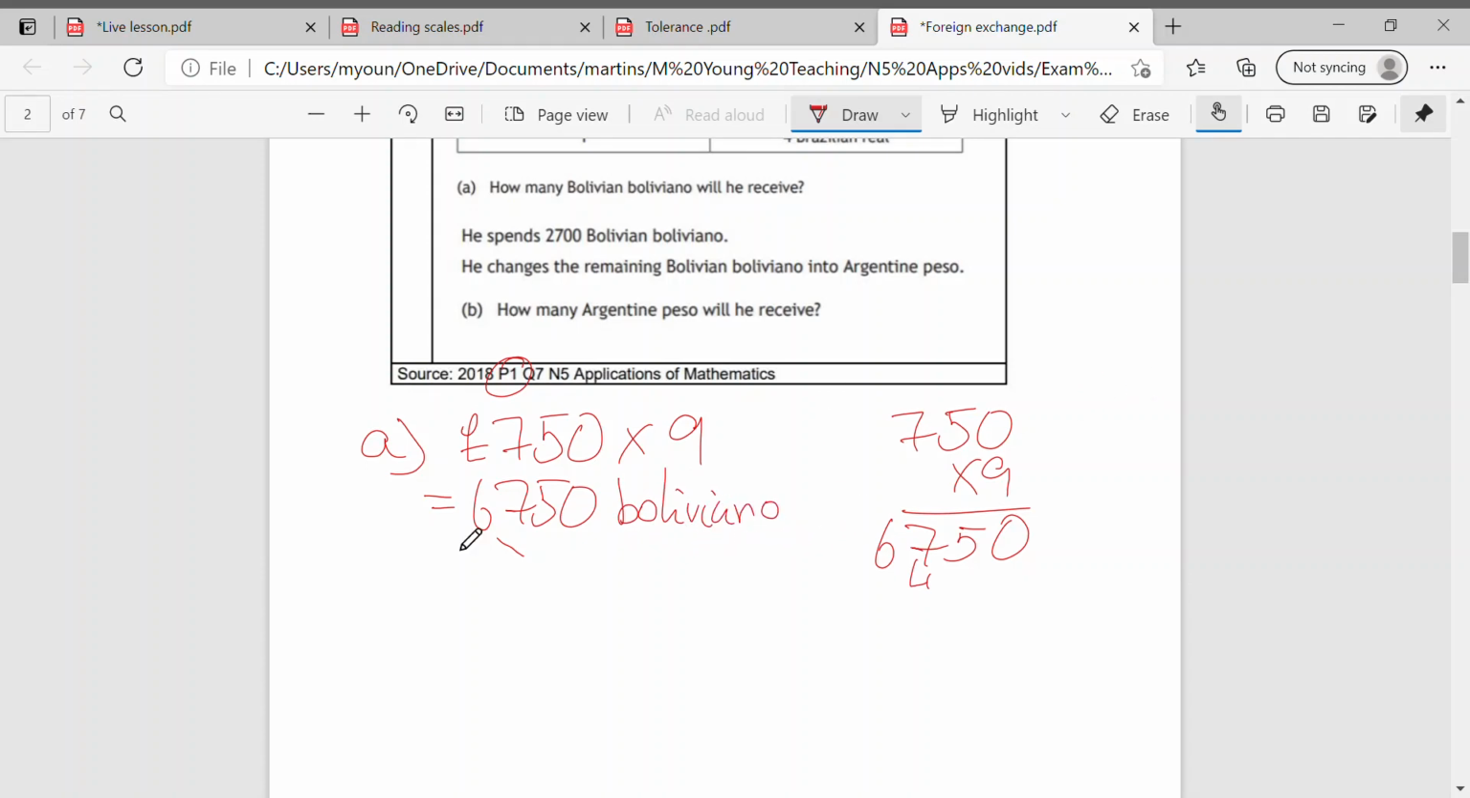Okay, part B. He spends 2,700 of that Boliviano. He changes the remaining into Argentine peso. How many peso will he receive? So first of all, we need to work out how much remaining he's got after he spends 2,700. So we're just going to take that off. Take off 2,000 would be 4,750, take off 700. He's got that much left.